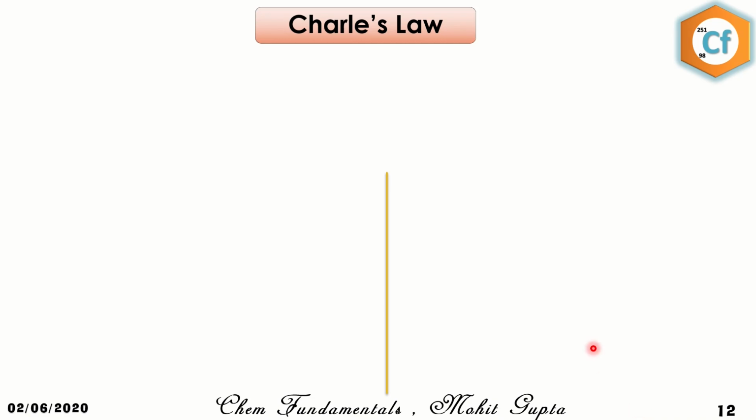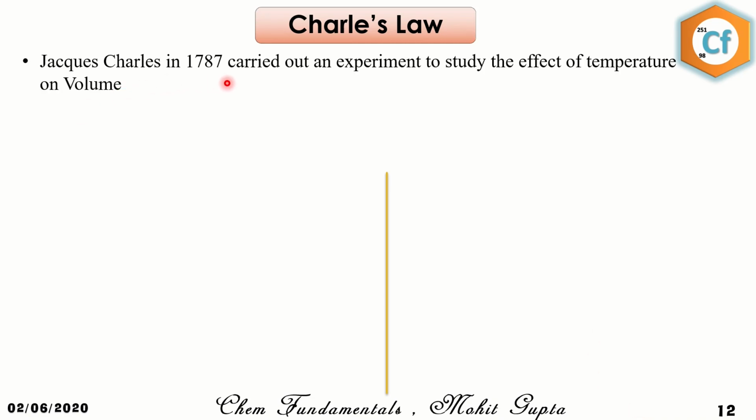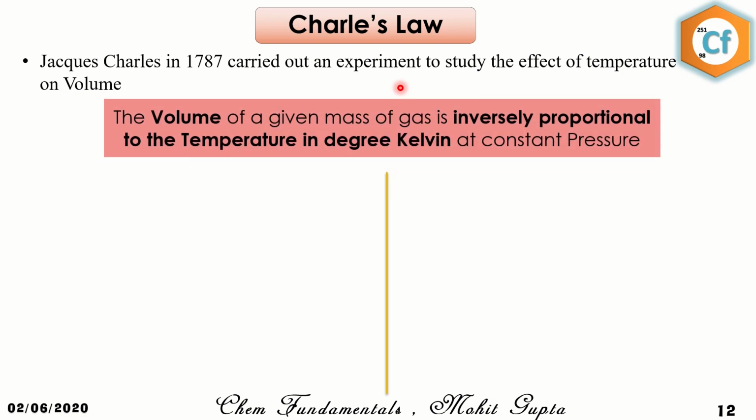The next is Charles' law. Jacques Charles in 1787 carried out this experiment to find out the effect of temperature on the volume. According to him, the volume of a given mass of the gas, which we have again taken as constant mass, is directly proportional to the temperature in degree Kelvin at constant pressure. So we have to keep the pressure constant, we have to keep the mass of the gas constant, and on the Kelvin scale, the volume is proportional to the temperature.